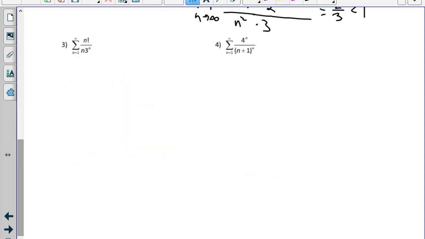Okay, number 4, 4 to the n over n plus 1 to the n. So ratio test, 4 to the n plus 1 over n plus 1 to the n plus 1. Limit as n goes to infinity.